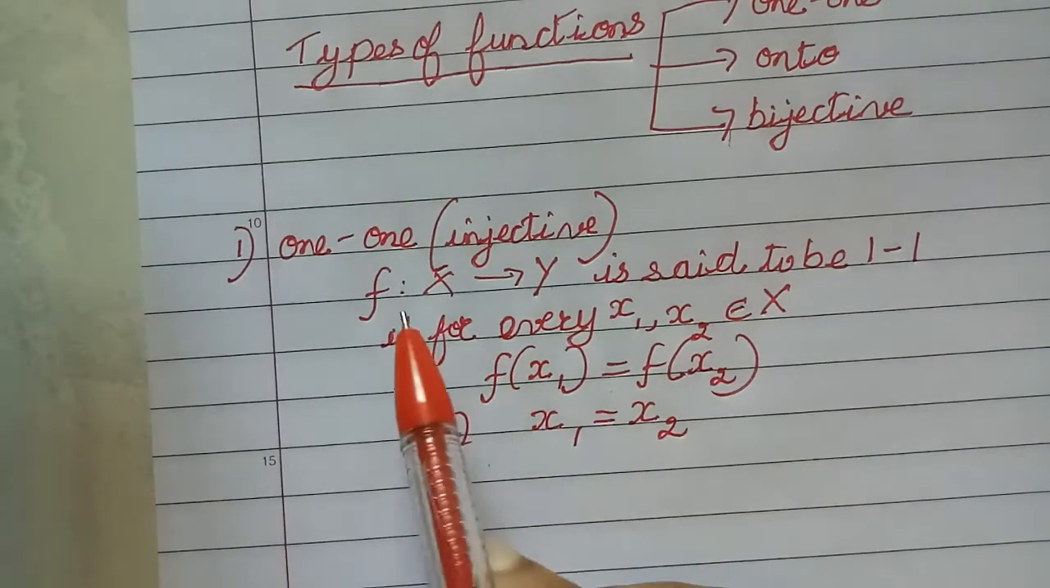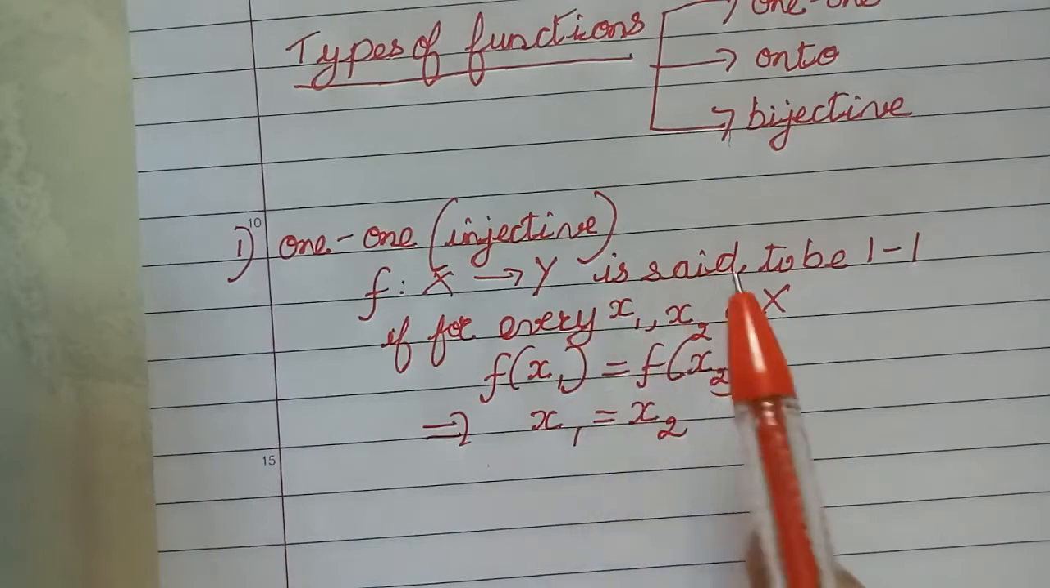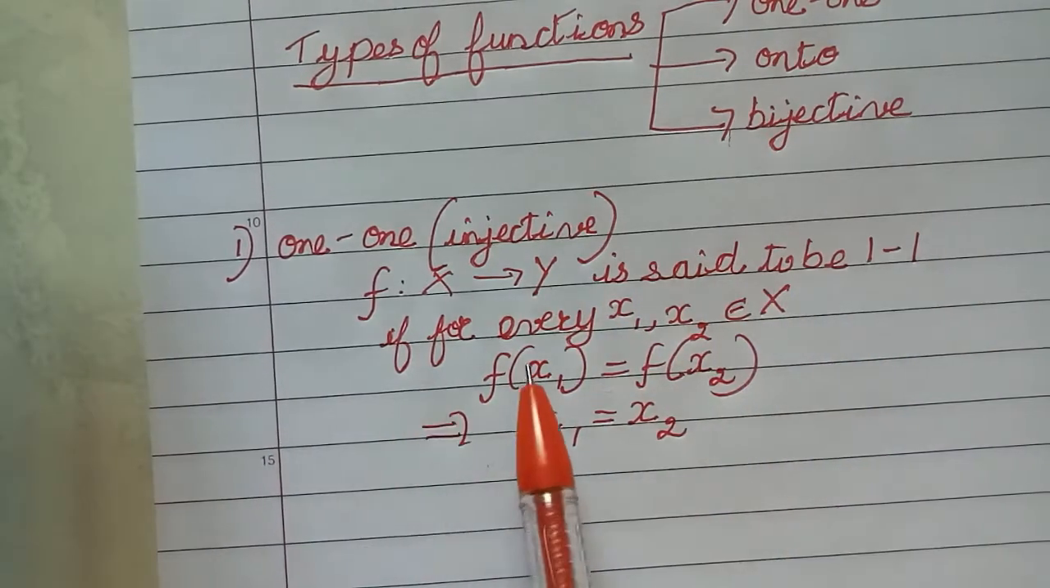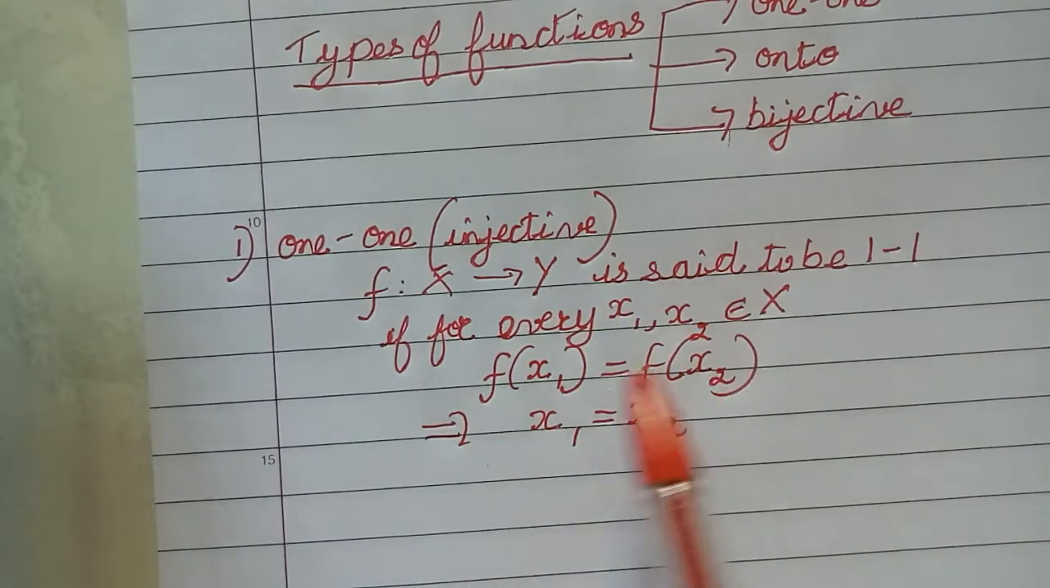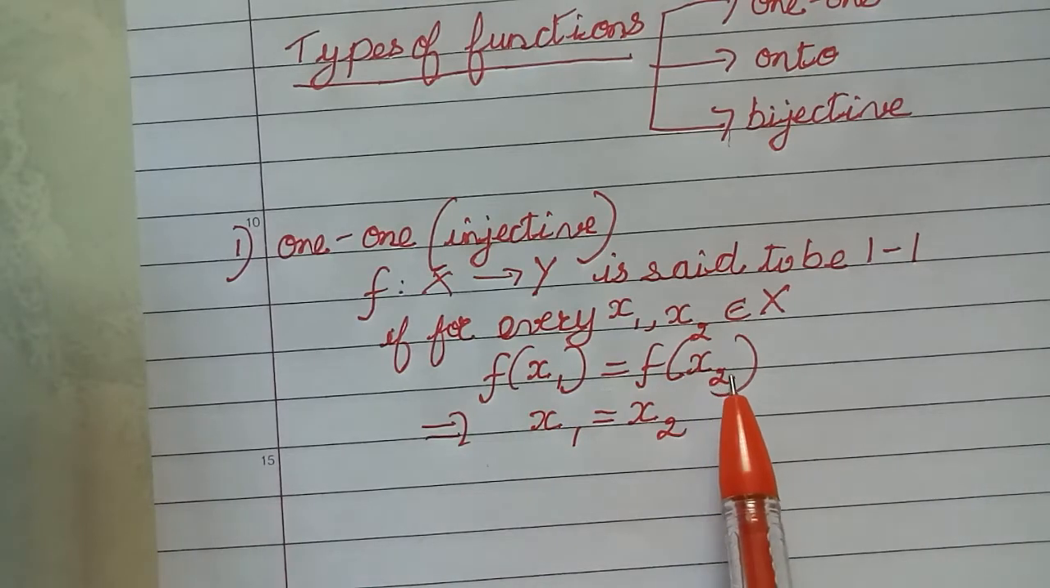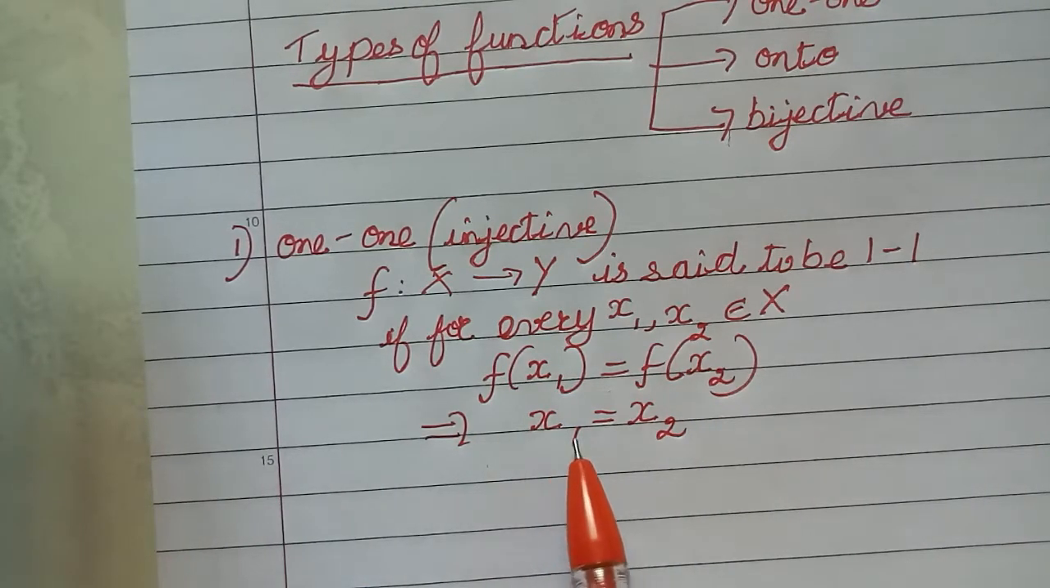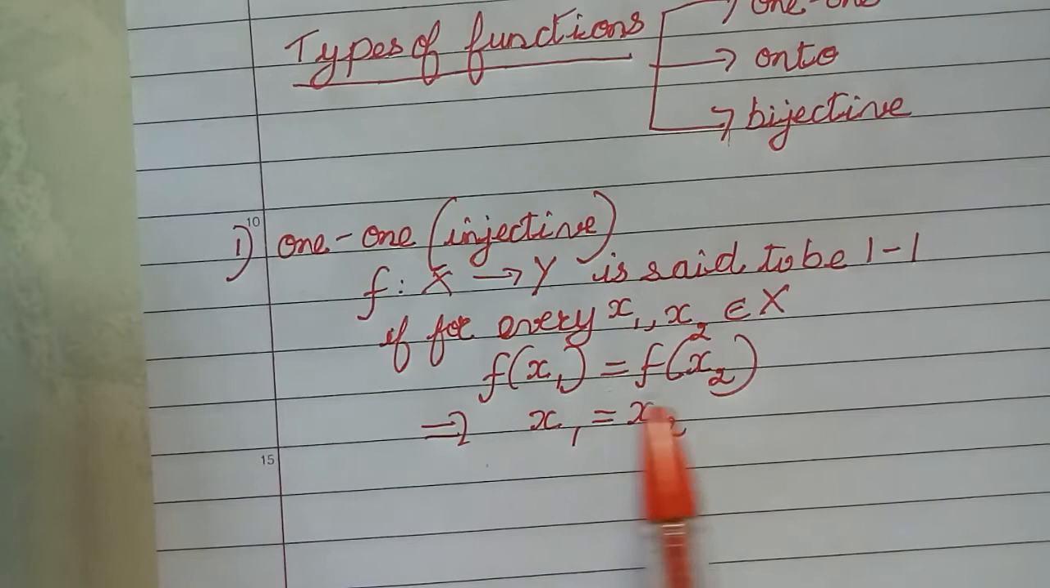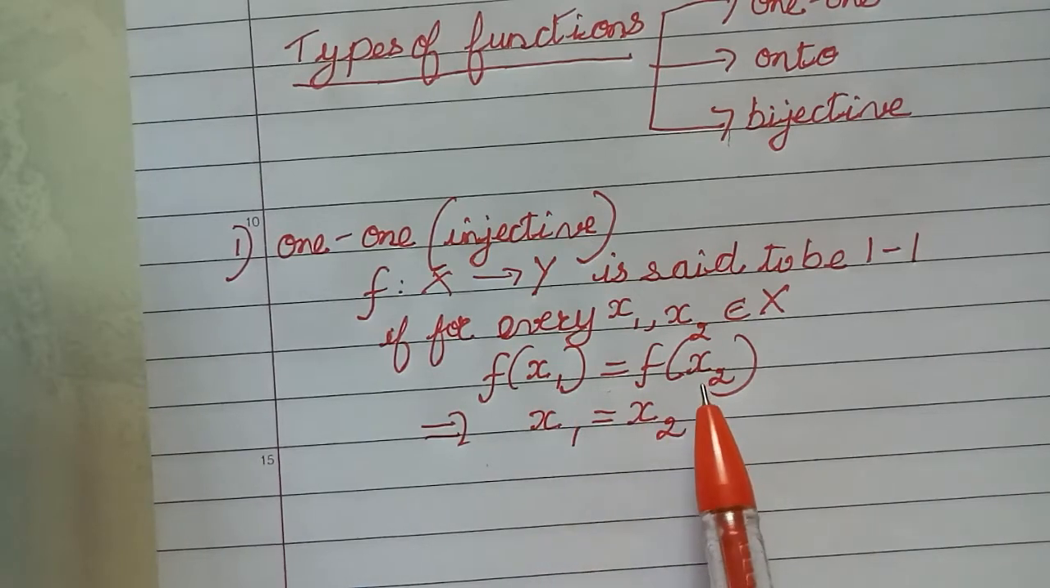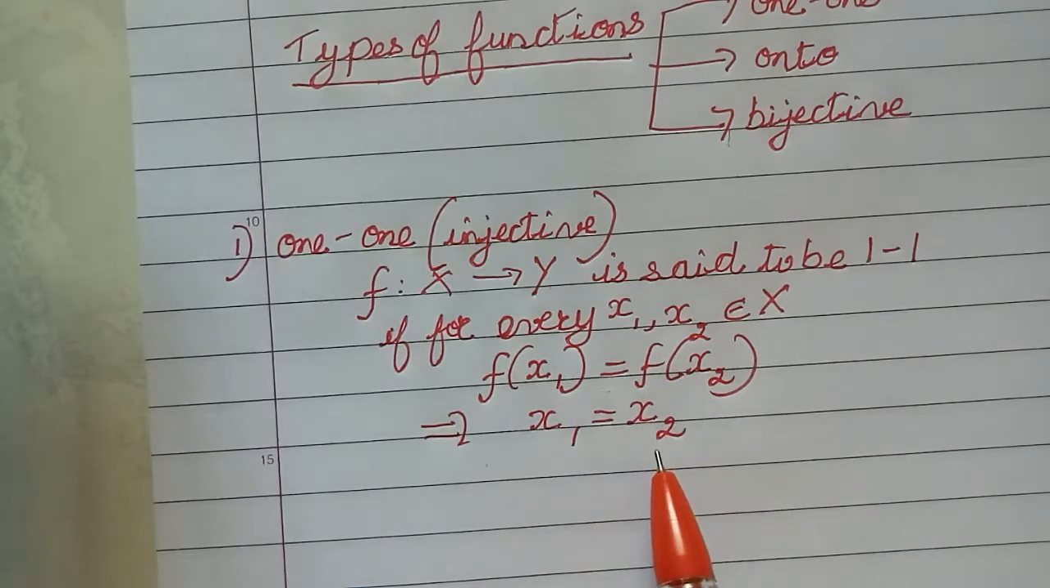So what is the definition here? f is a function from X to Y is said to be 1-1 if for every x1, x2 belonging to X, f of x1 is equal to f of x2 will mean that x1 is equal to x2. That means if two elements have same images, that means the elements are same.